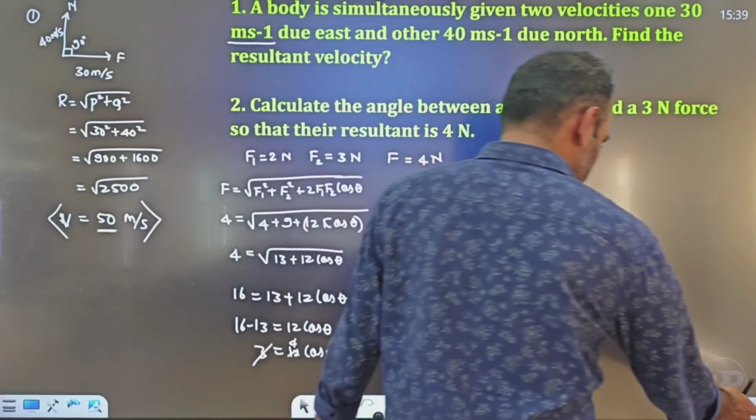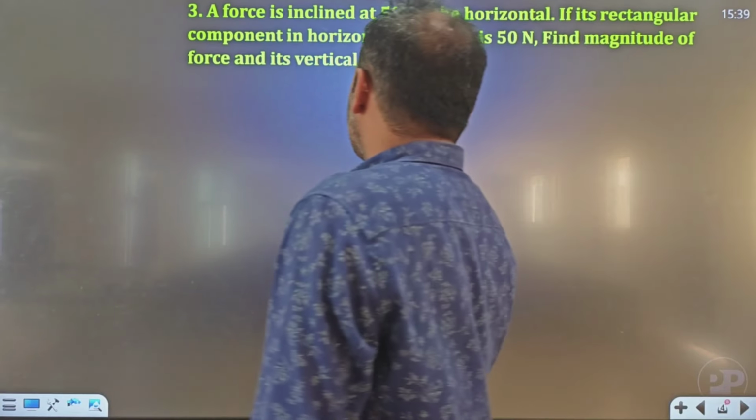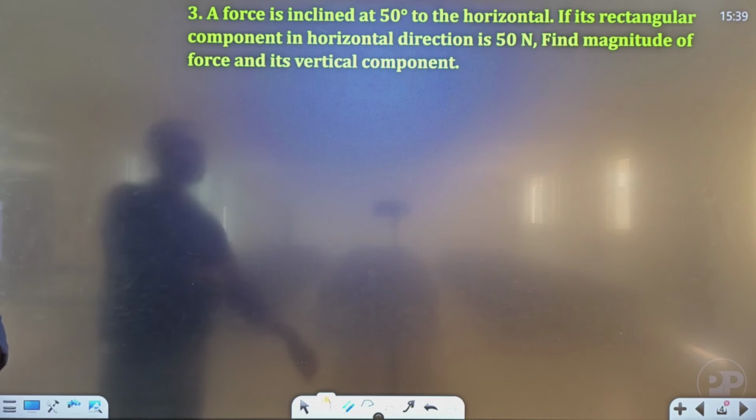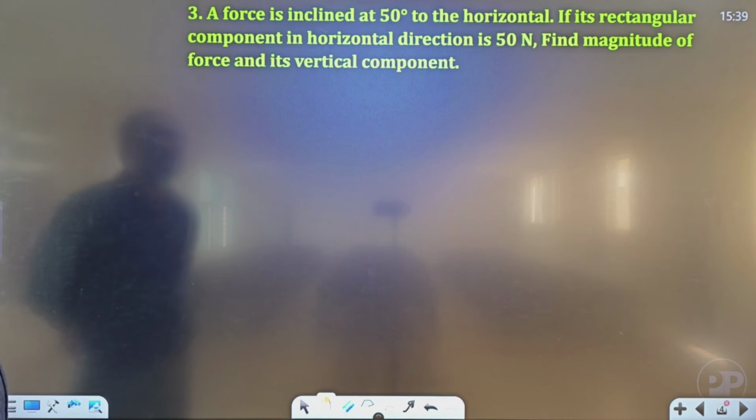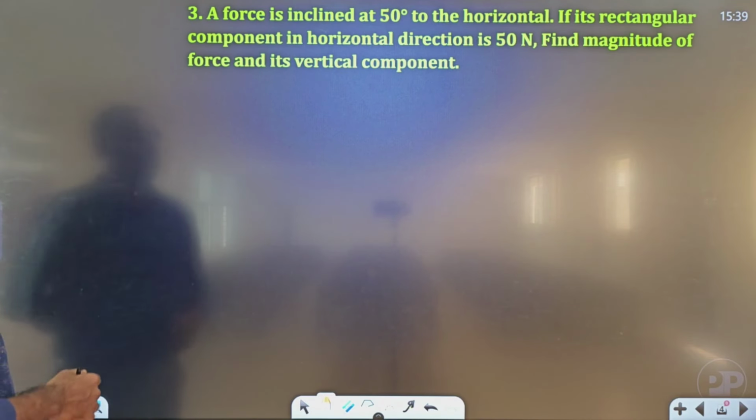So that is all about this question. Let us move on to the next question. A force is inclined at an angle 50 degree to the horizontal. If its rectangular component in horizontal direction is 50 Newton, find the magnitude of force and its vertical component.